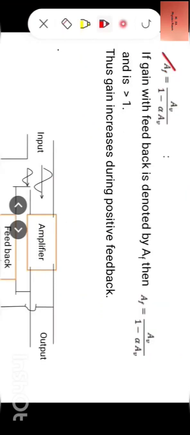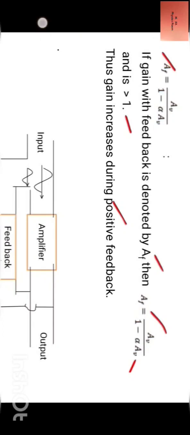Now the expression AF is equal to AV over 1 minus alpha AV. If gain with feedback is denoted by AF, then AF would be equal to AV over 1 minus alpha AV and is more than 1 because the denominator is less than 1. Something is subtracted from 1, so it becomes less than 1. Thus we see gain increases during positive feedback.